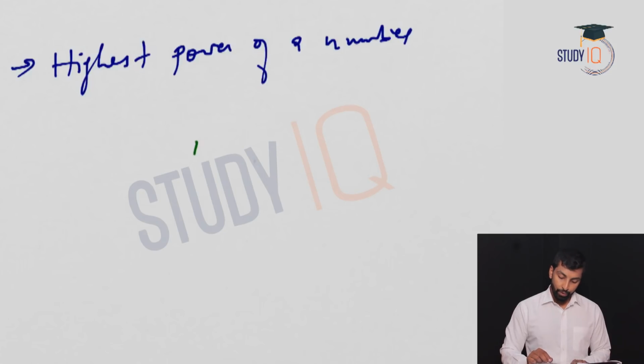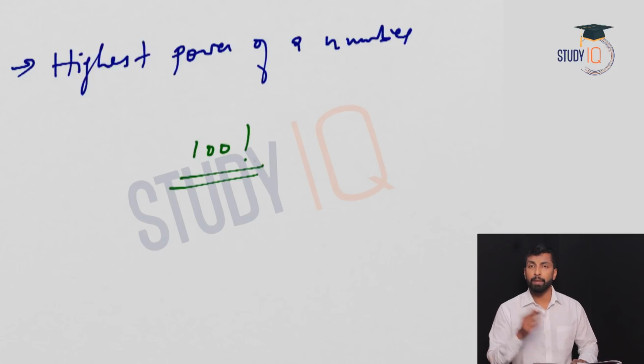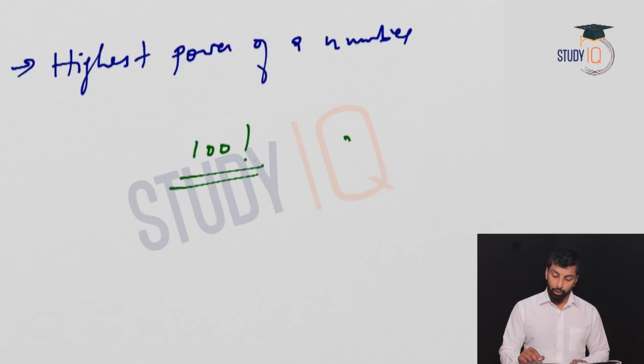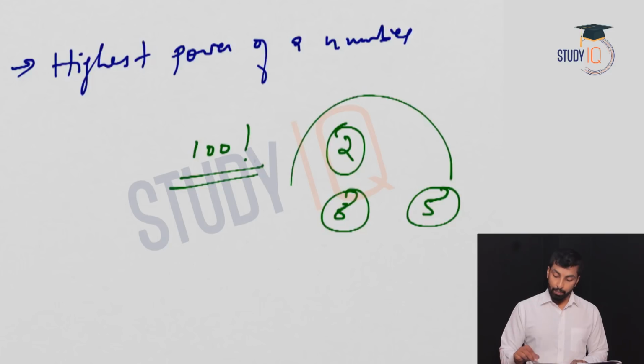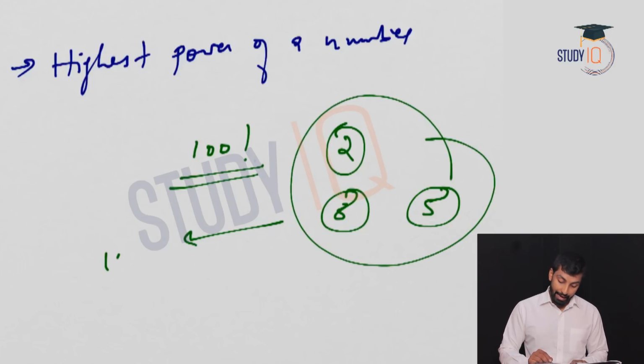It's like this. I give you 100 factorial. It's a big huge number, right? I ask you how many 2's are there. I ask you how many 3's are there. I ask you how many 5's are there. So all these are prime numbers. I can also ask you how many 10's are there.